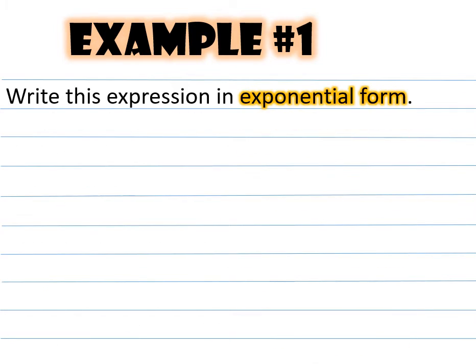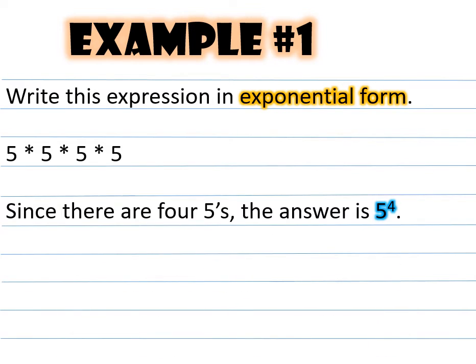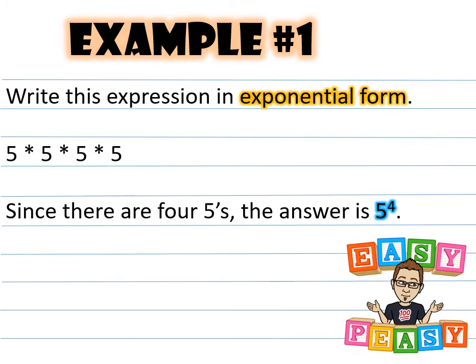Example number 1. Write this expression in exponential form. 5 times 5 times 5 times 5. Currently, it's in expanded form. Since there are 4 5s, the answer is 5 to the 4th power. They didn't ask us to solve it, so we're just going to leave it just like that. Easy peasy.